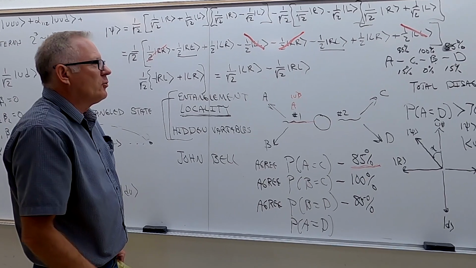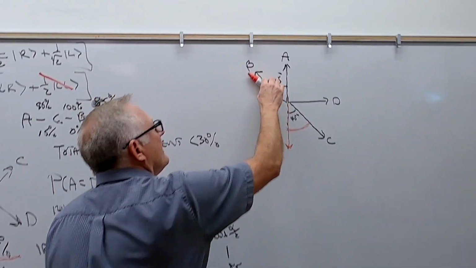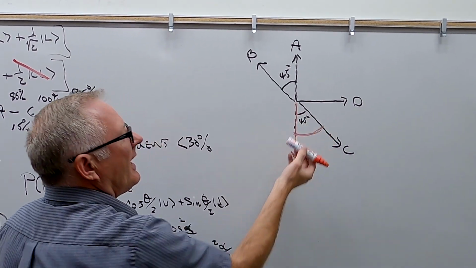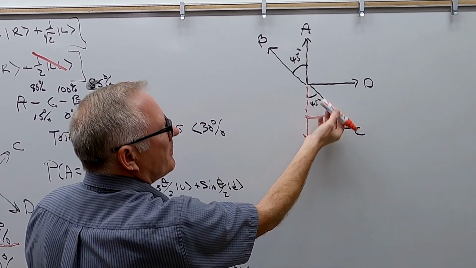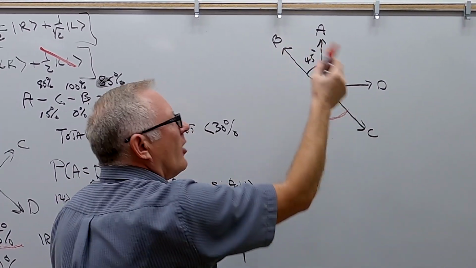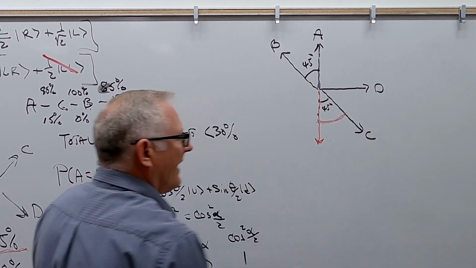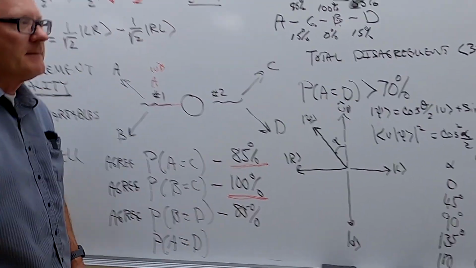Now, what about between B and C? Well, B was this way. C is this way. Well, heck, they'll always agree because no matter what this state is, this one is always the opposite. Remember, if this one was right, this would be left. If this was up, this was down. They're always going to correlate. That's going to be 100%. So it's going to be exactly like this one right here.